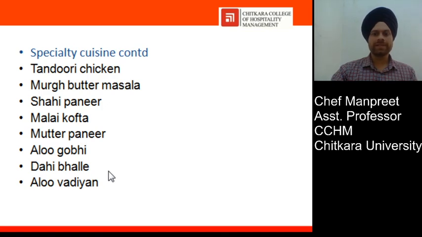Alu gobi is a seasonal vegetable dish, and gobi is available in the market during that period of time. We have to cut it into florets and cook it along with alu with some spices.